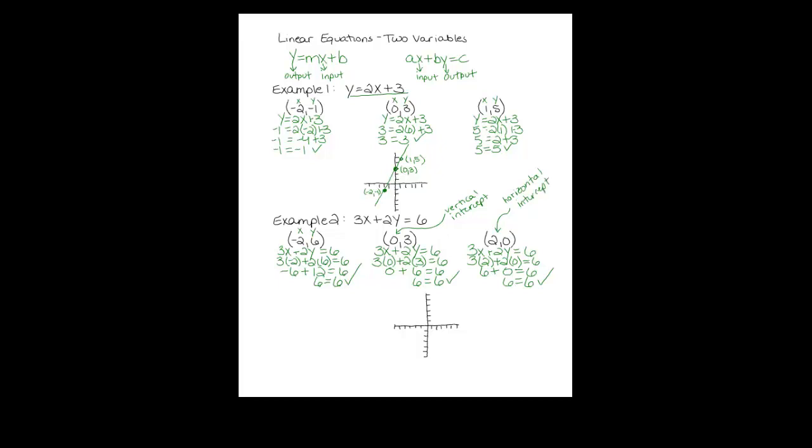So plotting these points, we have the ordered pair negative 2, 6. That's going to be right about here on the graph. There's negative 2, 6. The next one is 0, 3. So that'll be right about here. And the last one, 2, 0. Right there. 2, 0. And plotting these with as close to a straight line as we can get here. There we go. That is the graph of this linear equation.